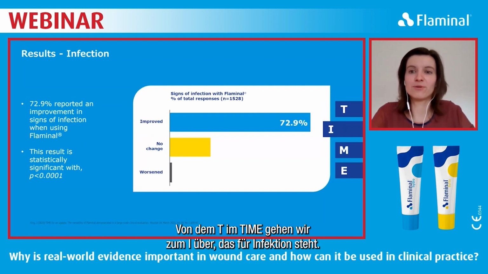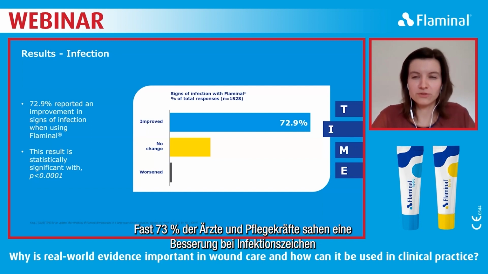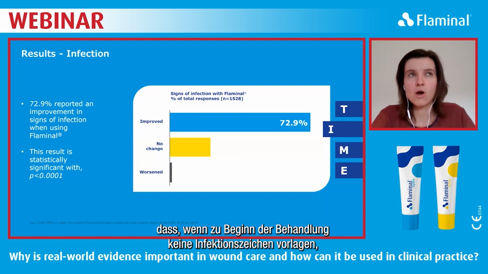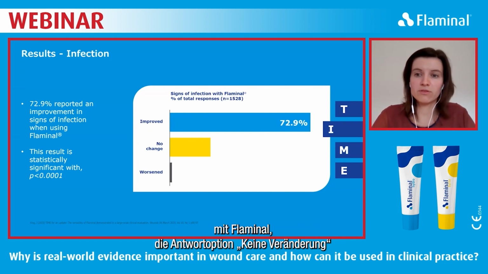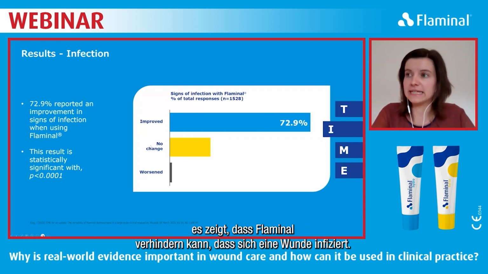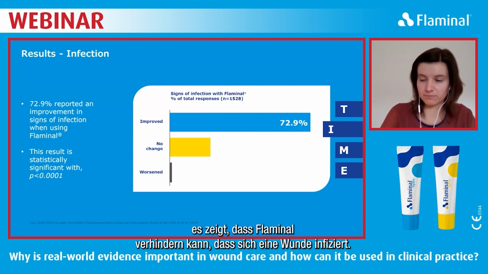From the T of TIME, we move on to the I, standing for infection. It was noted that upon using Flaminal, almost 73% of the clinicians reported an improvement in infection signs. Now, in this case, it's good to mention that when no infection signs were present at the start of the wound treatment with Flaminal, also the answer option, no change, indicated here on the slide in yellow, is an important outcome, demonstrating the ability of Flaminal to prevent the wound from getting infected.